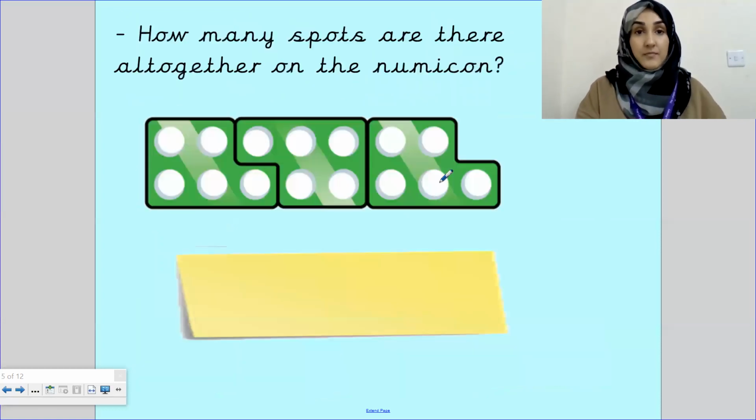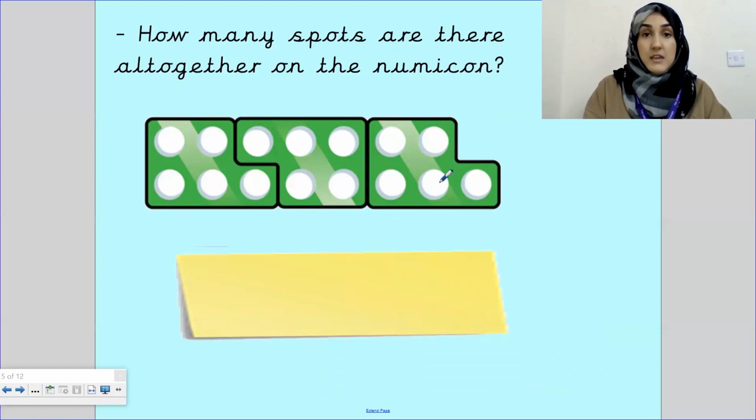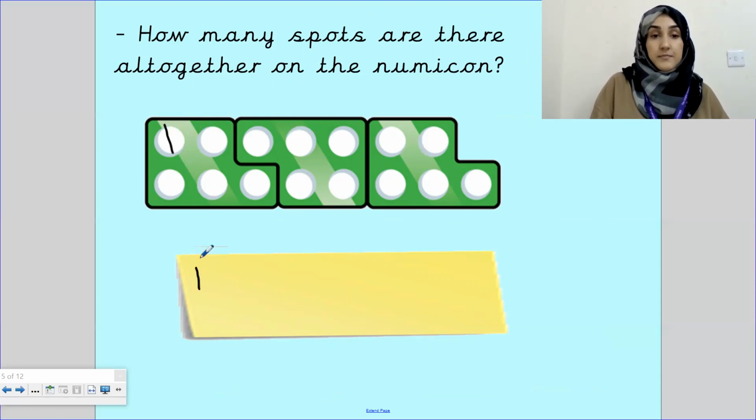Okie dokie. Now, can you help me count the spots on these Numicon? How many are there altogether? So, can you help me? Let's do it together. 1, 2, 3, 4, 5.